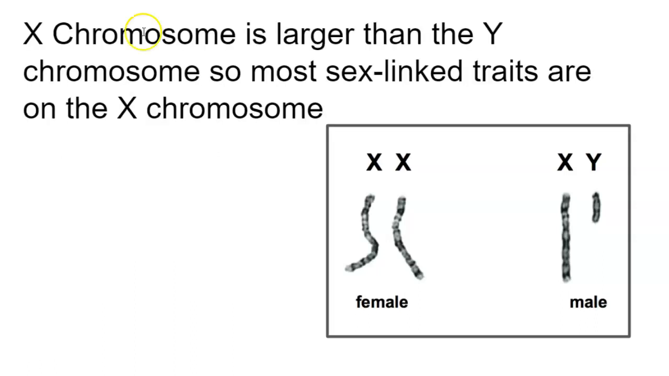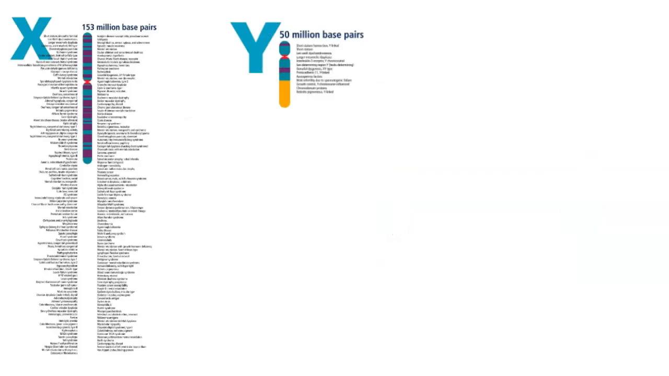Now the X chromosome, if you take a look, is a lot bigger than the Y chromosome. So there are actually a lot more traits and genes on the X chromosome than the Y. And most of the diseases we're going to be talking about are on genes that are on the X chromosome. Because they're on the X chromosome, we call them sex-linked, because they are on a sex chromosome, a chromosome that determines somebody's sex.